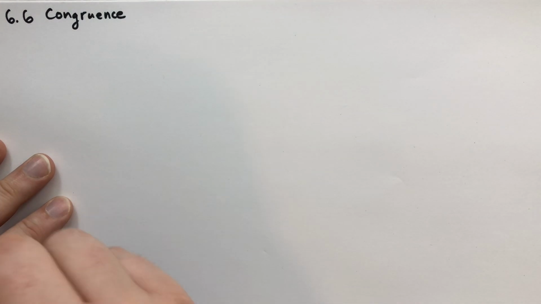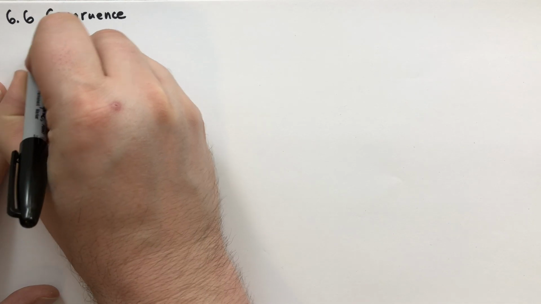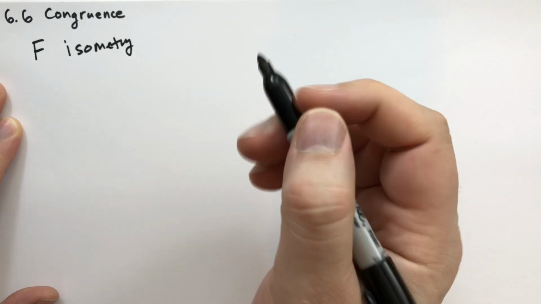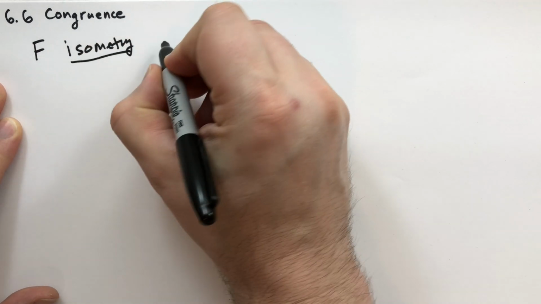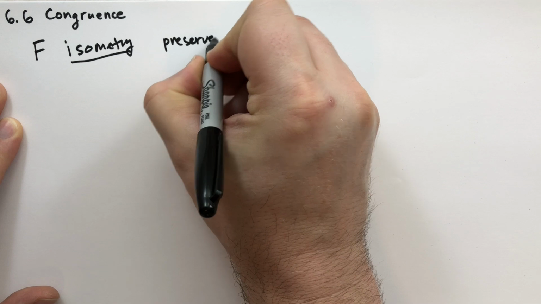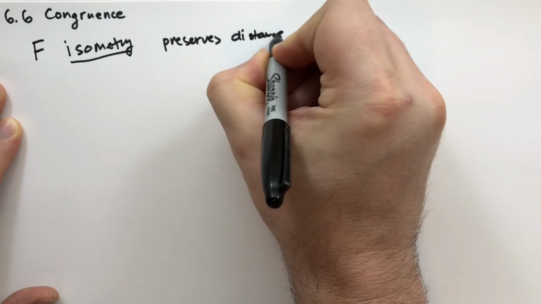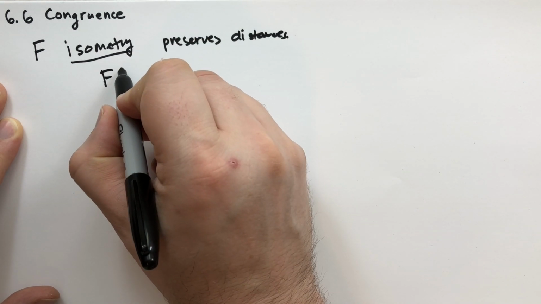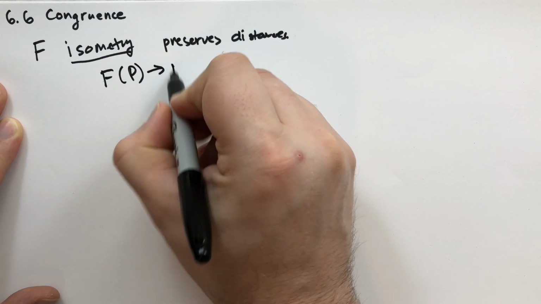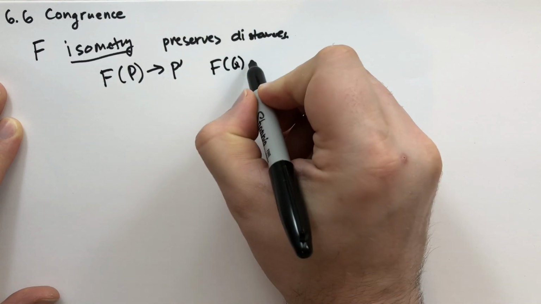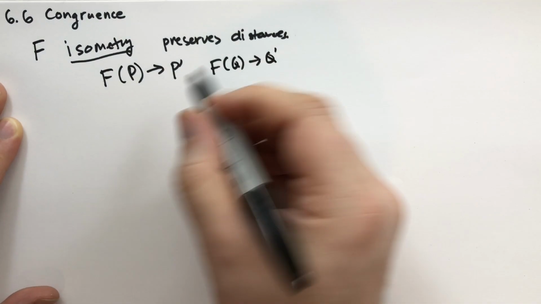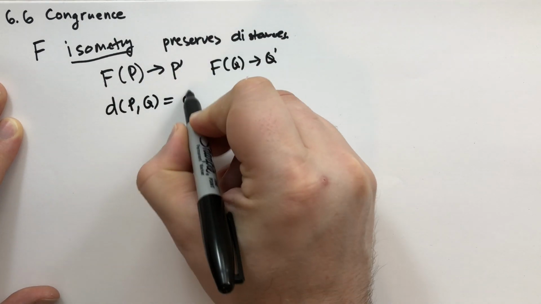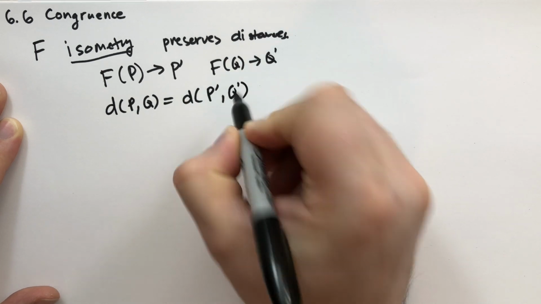The first topic is what we just covered in the last section, which is that isometries have some properties that are important. So first thing about an isometry: it preserves distances. So what that means is, if F is an isometry, then it's a mapping that if you take point P, let's say that goes to P prime, and then F of Q goes to Q prime, then the distance from P to Q is equal to the distance from the mapped points P prime and Q prime.